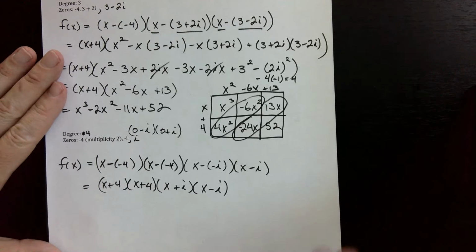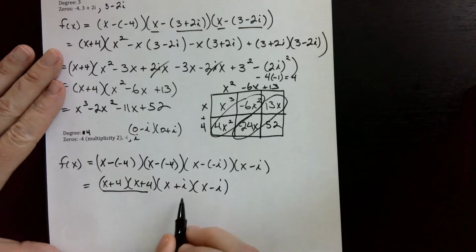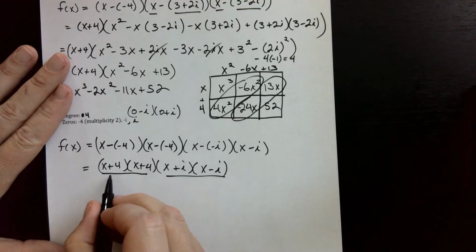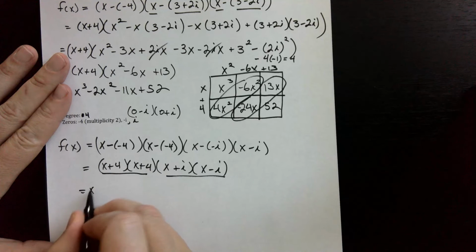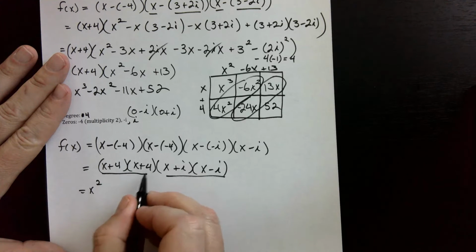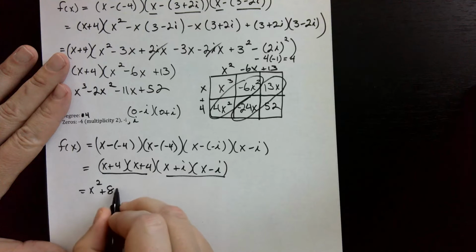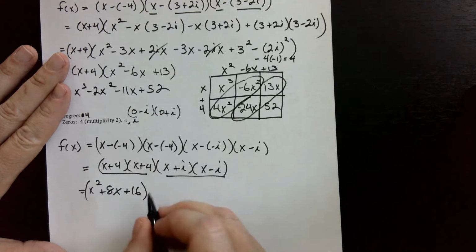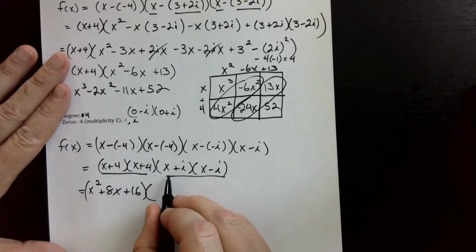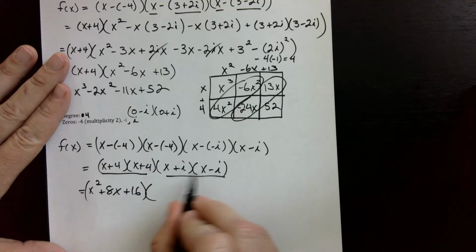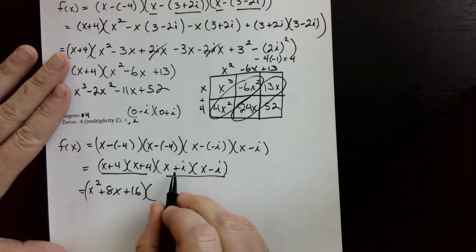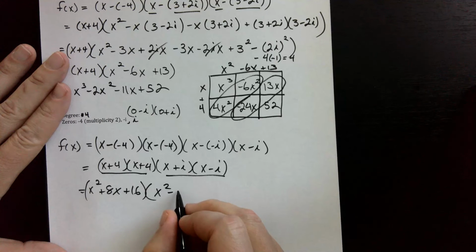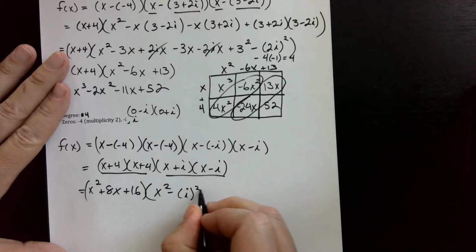Okay, so I'm going to multiply these two separately and these two separately and get two different answers. This one, multiply it through, you get x squared. The two middle terms would be 4x and another 4x, so it becomes 8x. And then 4 times 4 is 16. Then this one is a difference of squares, a plus b, a minus b, so it'll be x squared minus i squared.